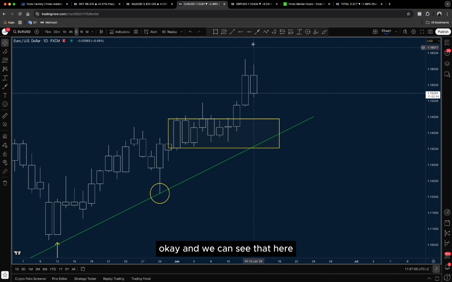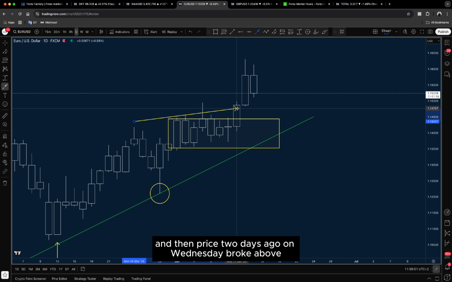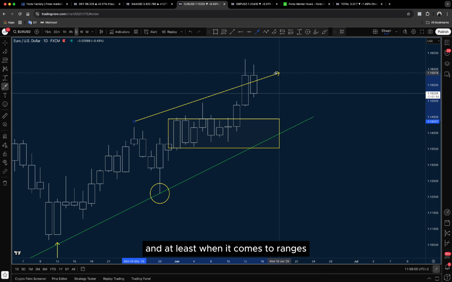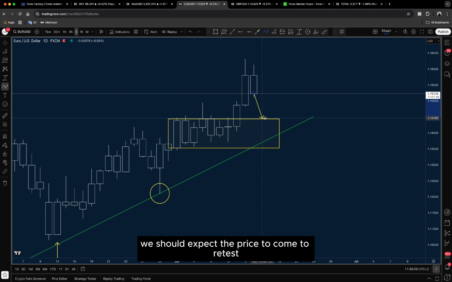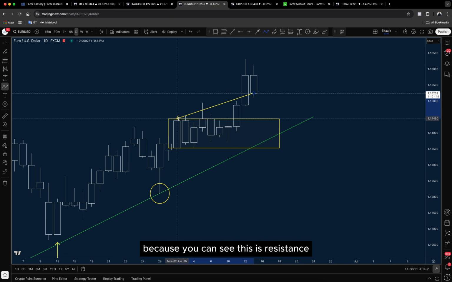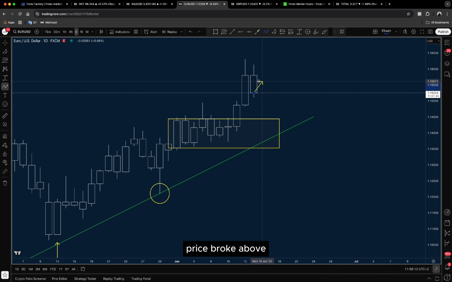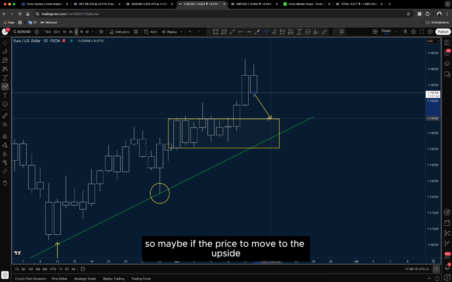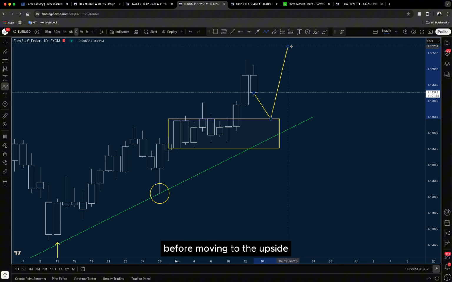Okay, and we can see that here we were actually in a range which started on the 2nd of June, and then price two days ago, on Wednesday, broke above. And at least when it comes to ranges, we should expect the price to come to retest, because you can see this is resistance, price broke above. So maybe if the price moves to the upside, at least it should come to retest the range here before moving to the upside, if any.